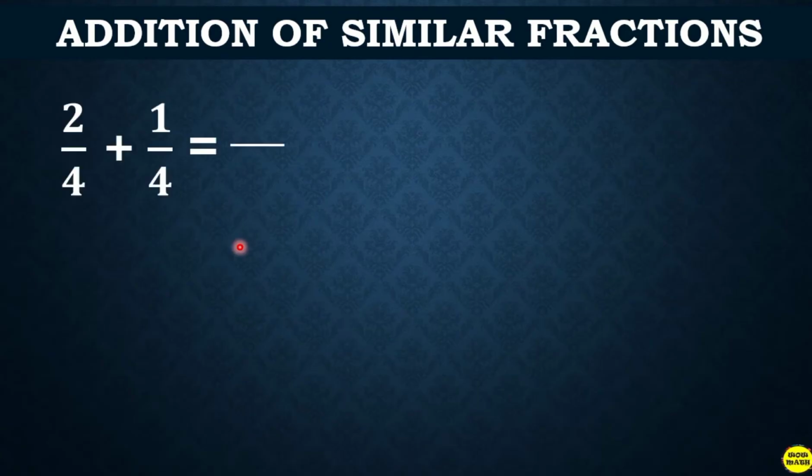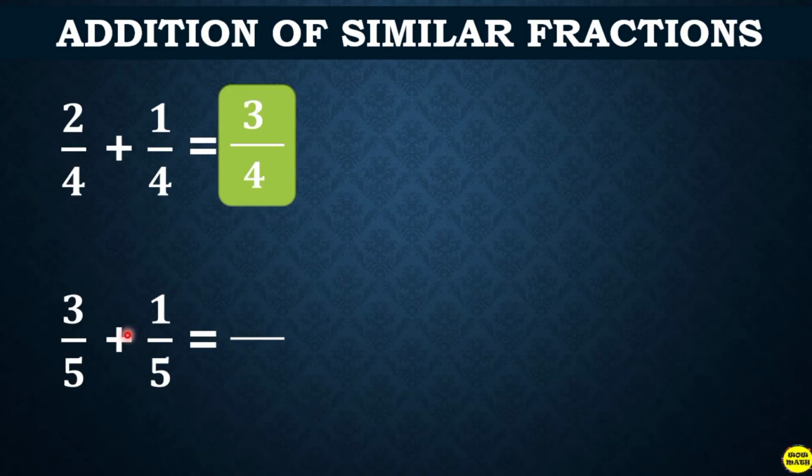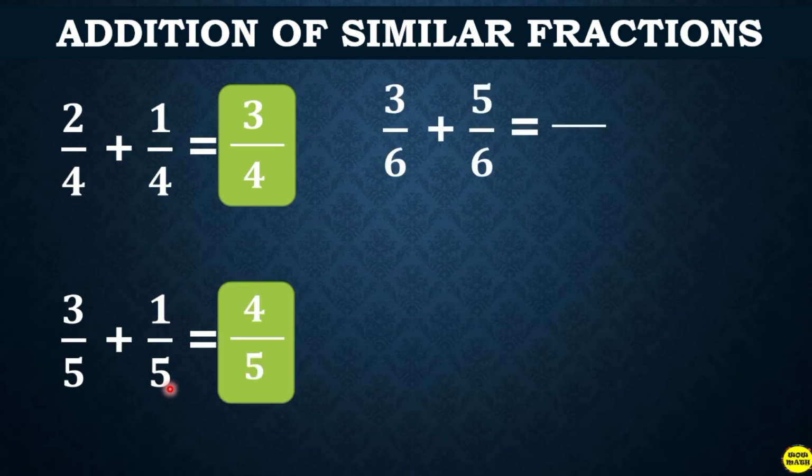So, in addition of similar fractions, if I have 2 over 4 plus 1/4, so kagaya ng sinabi ko, just add the numerator, we will have 3. So, 2 plus 1 equals 3, and then just copy the denominator. So, that is 3/4. Another, so add the numerator, 3 plus 1, that is 4, and then just copy the common denominator, that is 5. So, the answer is 4 over 5. Another example, 3 plus 5, that is 8. And then copy the common denominator, that is 6.